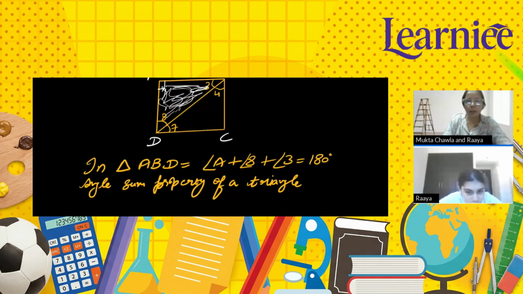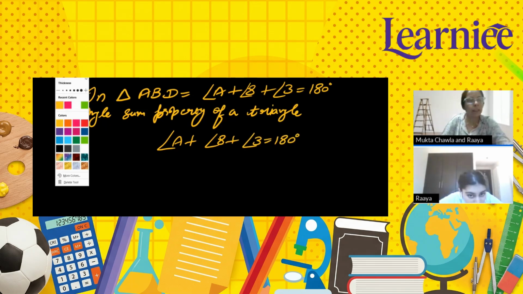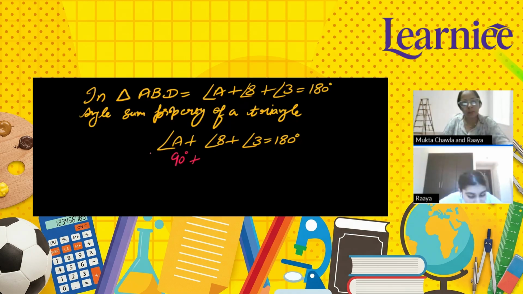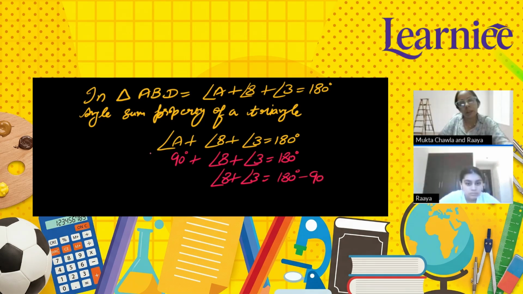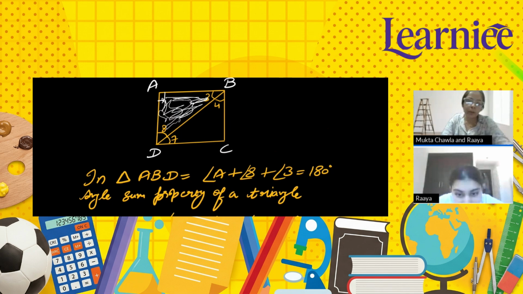Now, is there any such angle that is given to us? Yes, angle A. So see what I am doing. Angle A plus angle 8 plus angle 3 is equal to 180 degrees. Can I replace angle A with 90 degrees? Yes. So it would be angle 8 plus angle 3 is equal to 180 degrees minus 90 degrees, so angle 8 plus angle 3 is equal to 90 degrees. Right. Now, what else could be there?